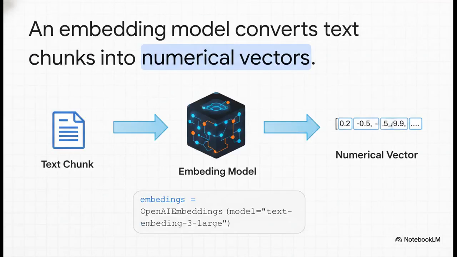Right, so after we've split our document into all those little pieces, we get to the really cool part, the magic, really, embeddings. We pick an embedding model, like this one from OpenAI, and what it does is it reads a chunk of text and translates its meaning into a list of numbers, a vector. And the genius of it is that similar ideas get converted into similar sets of numbers. That's how the computer can actually understand the meaning.